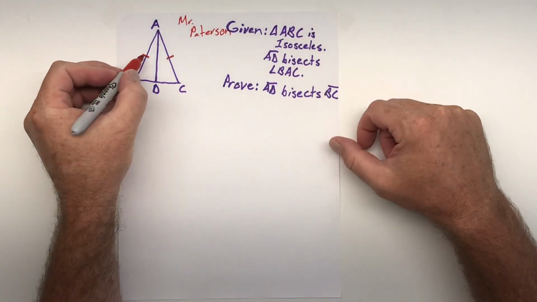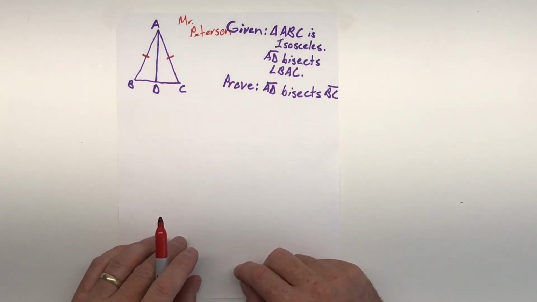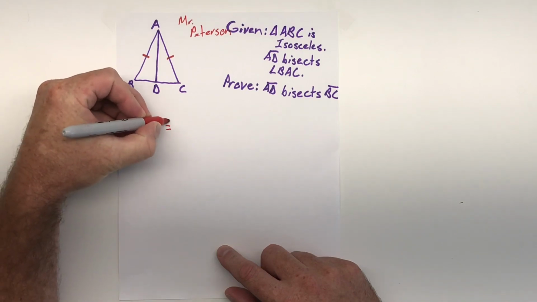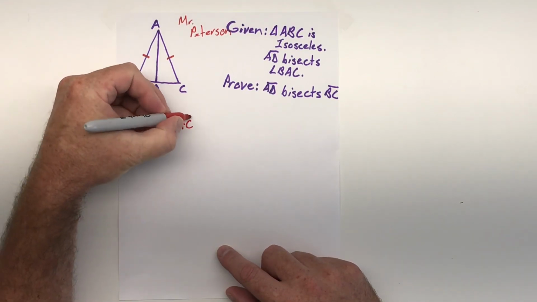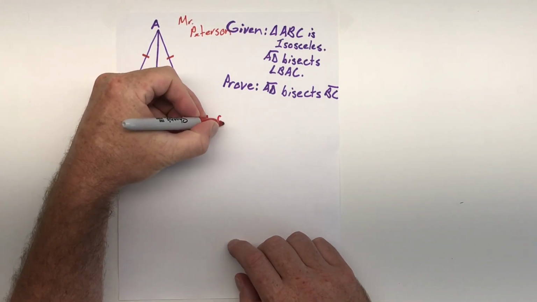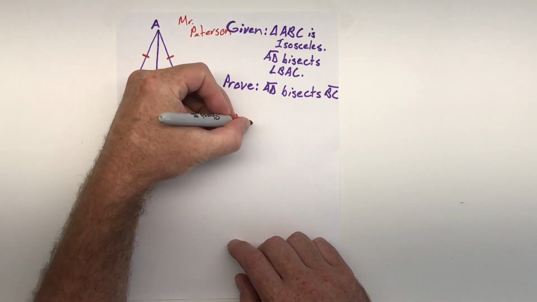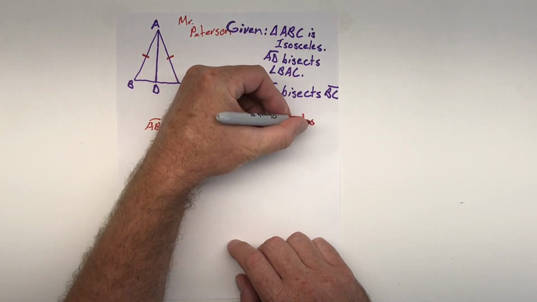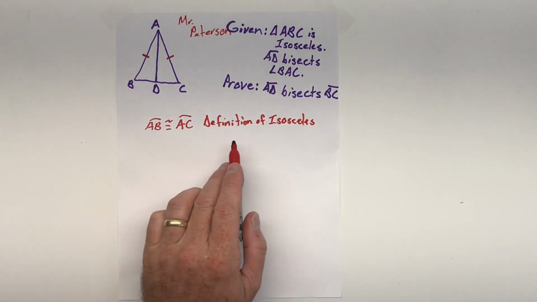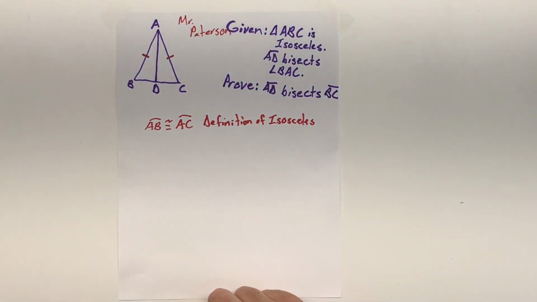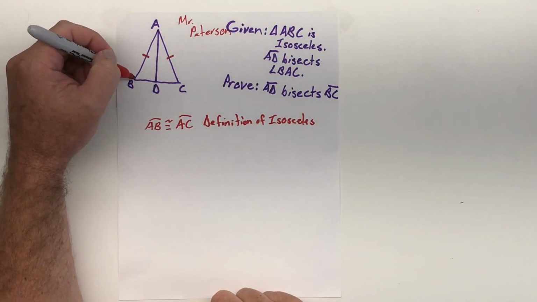Okay, so to start, I look at my given information. Triangle ABC is isosceles, so I can mark that there. What can I say because triangle ABC is isosceles? I can say that segment AB is congruent to segment AC because that is the definition of isosceles. That is the definition of an isosceles triangle. And I'm left-handed, so you won't be able to see what I write until I'm done writing. There it is.